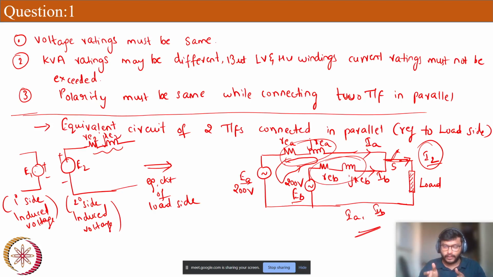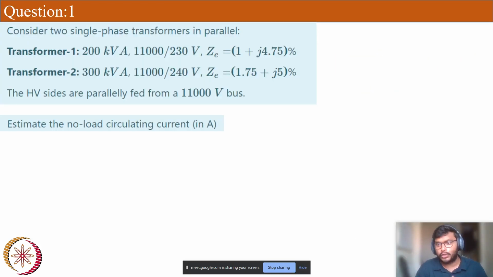Now, with this knowledge of parallel operation and how we connect two transformers in parallel, we will move forward a bit and solve a couple of numerical problems, which will be useful for you to solve your assignment as well. I want you to pick up your pen and paper, and keep your calculators aside. Let me also bring my calculator out. Please pick up a pen and paper and try to solve this problem with me, which will be useful for your assignment questions as well.